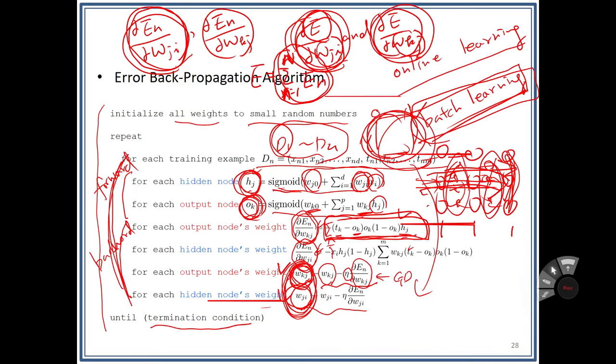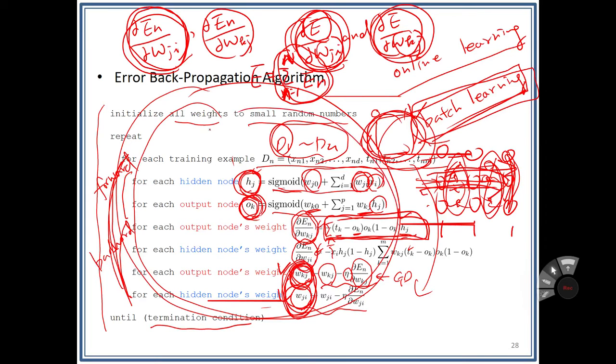Okay, so we talked about the difference between online learning and batch learning. So all this procedure is called the error backpropagation algorithm. If you understand this algorithm, then you can notice why the name of the algorithm is error backpropagation algorithm. We backpropagate the error defined at the output layer.